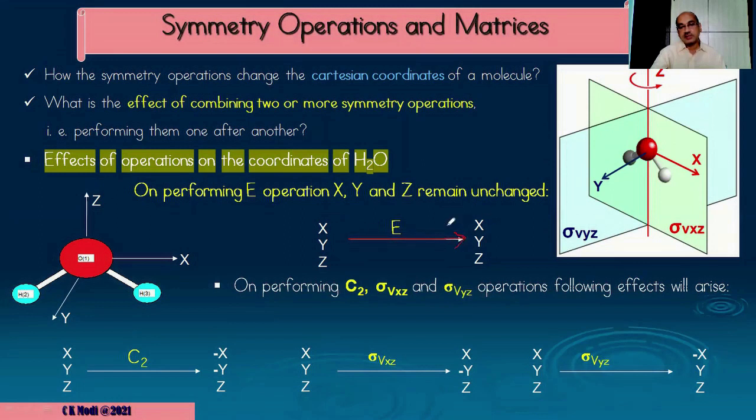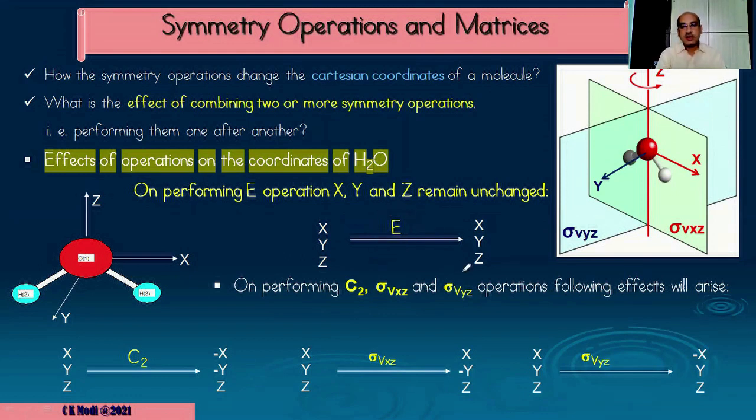Now, if I perform E operations, then after E operations, what is my final result? The final Cartesian coordinates: x becomes x, y becomes y, and z becomes z. So why are we getting the same results? Because we have performed E operations.